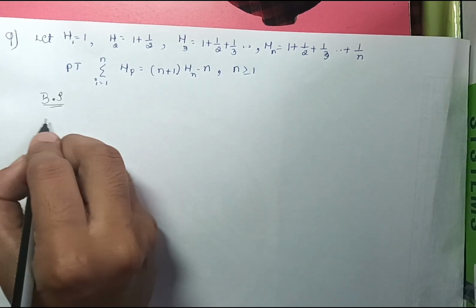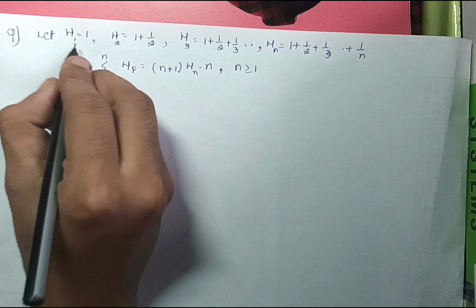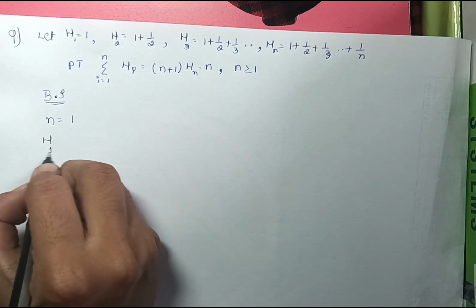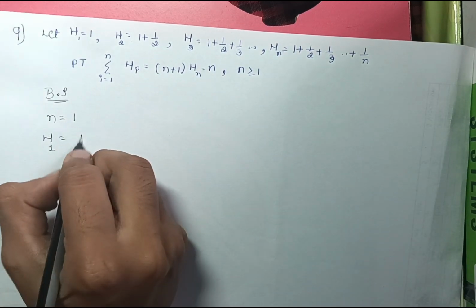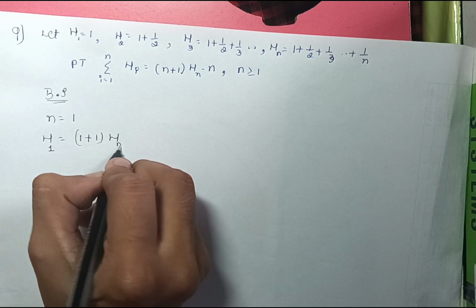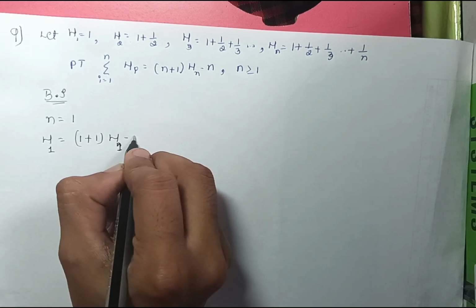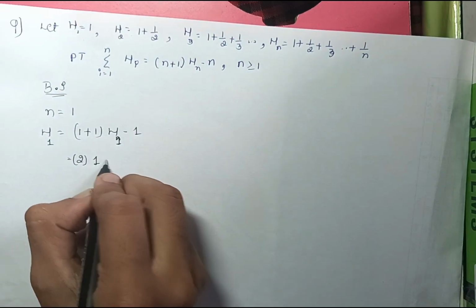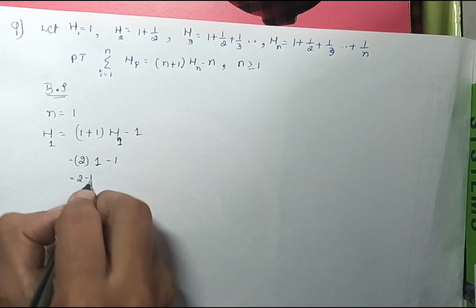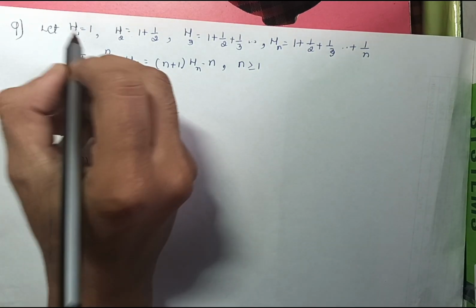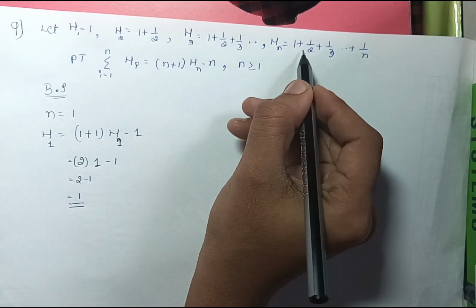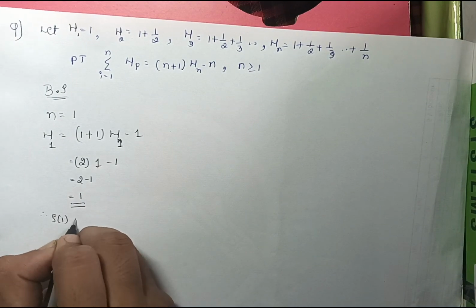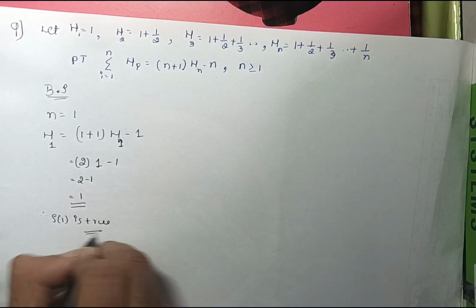Basic step. We have to prove h1 is true. Consider n equal to 1. h1 becomes, substitute n as 1, (1 plus 1) h1 minus 1. 1 plus 1 is 2. h1 is 1, given in the question, minus 1. 2 minus 1 is 1. We can clearly see h1 is 1, and also in this series we can see 1. Hence s1 is true.